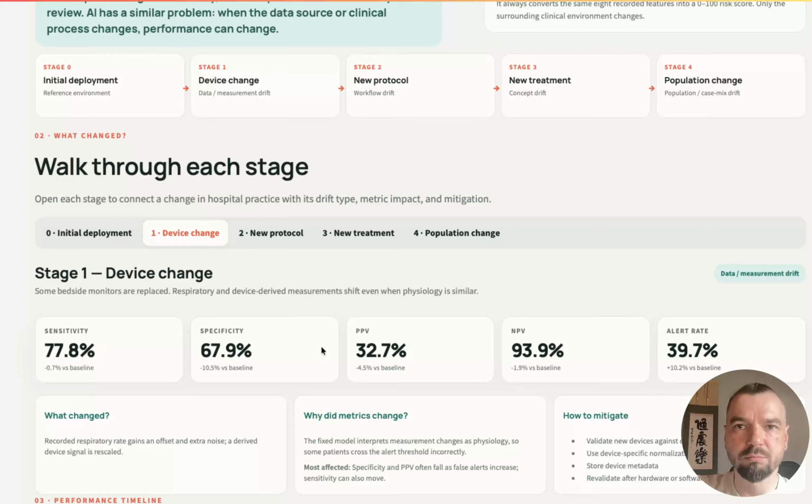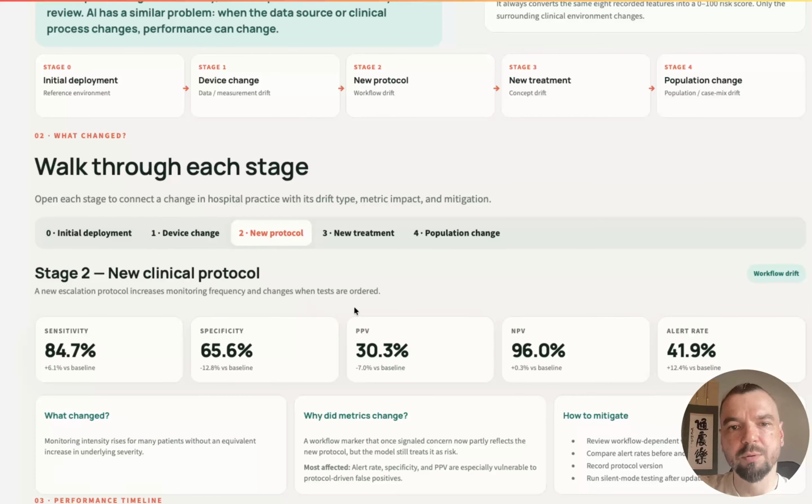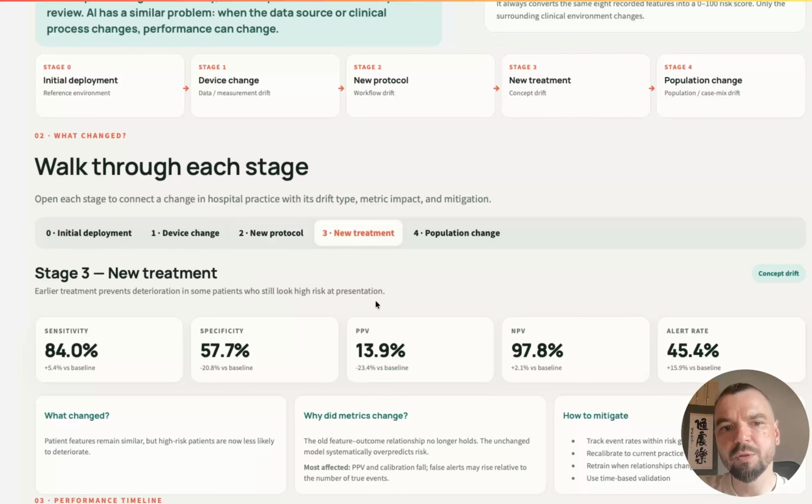So we see that the alarm rate increased and positive predictive value decreased. So something is wrong. Then we introduced a new protocol that, for example, changes how many times nurses come to the patient or what procedures they do, and it also affects overall metrics. Then a new treatment was introduced, for example a new drug that reduced temperature but other parameters did not change, or a new sedation that also changes patient behavior. And this already significantly reduces the usefulness of the model.